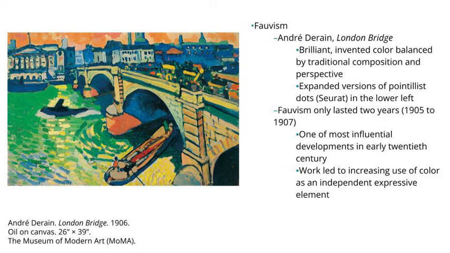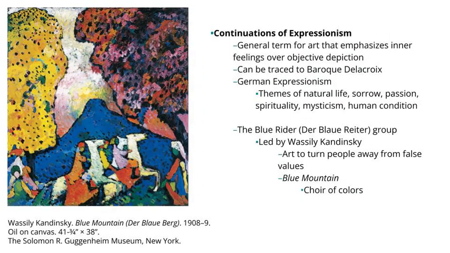Fauvism actually only lasted for 2 years. It was from 1905 to 1907, but it was one of the most influential developments in the early 20th century, and the work led to an increasing use of color as an independent expressive element, which is something that we'll see continue after Fauvism. So we've got continuations of Expressionism here in the 20th century.